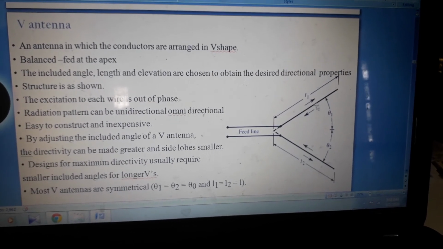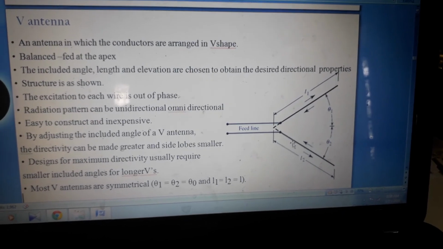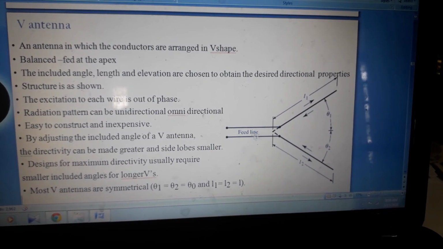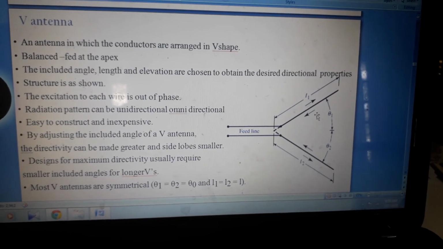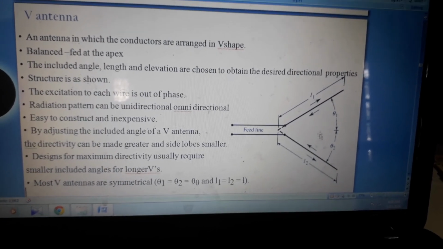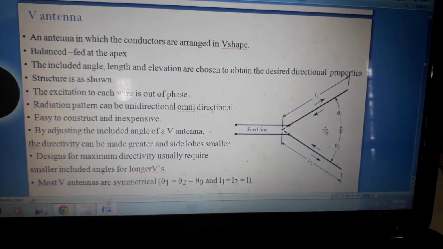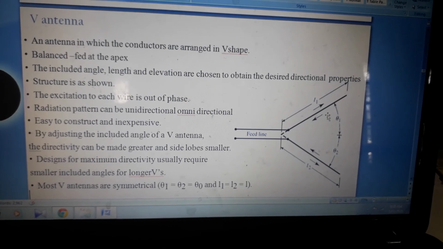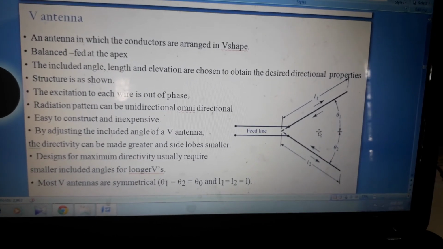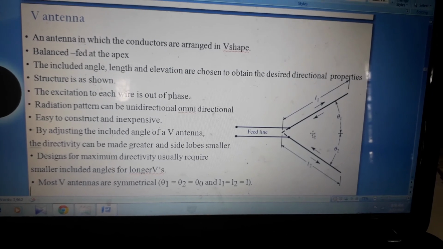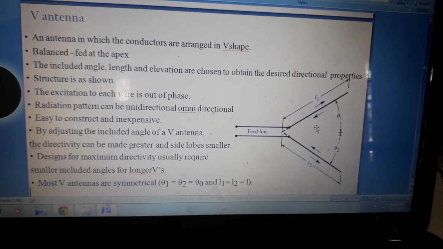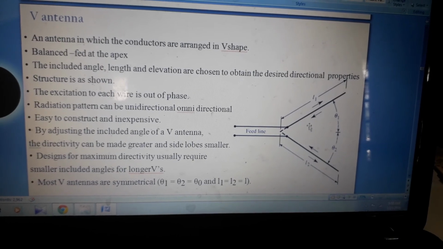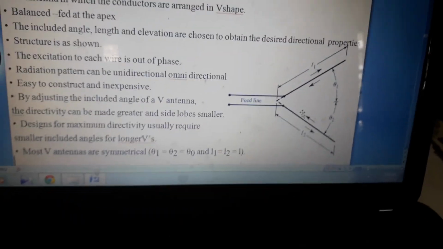Two long wires are arranged in a V shape, and there is a balanced feed at the apex. The included angle, length and elevation are chosen to obtain the desired properties. So the design factors are its length, elevation and included angle, and the excitation to each wire is out of phase, and the radiation pattern obtained is directional or omnidirectional. It is easy to construct and inexpensive. By adjusting the included angle of the V antenna, the directivity can be made higher, and the radiation pattern is shown in this figure.